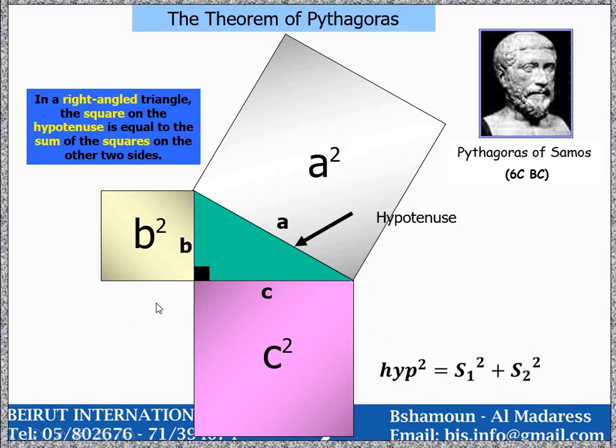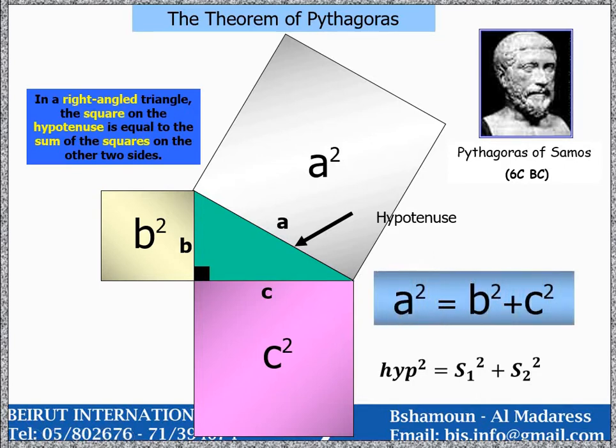So Pythagoras said, if you calculate the area here, b squared, plus the area here, c squared, if you add these two areas, you get the area a squared. So the space here is enough to be filled with this space plus this space. So Pythagoras said hypotenuse to the power 2 is equal to side 1 power 2 plus side 2 power 2, and only in a right triangle. Okay.